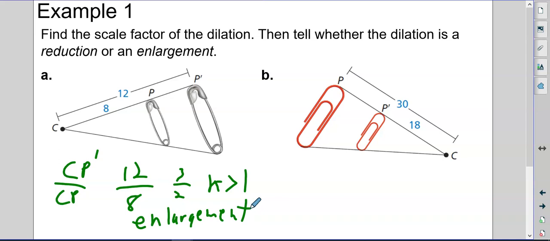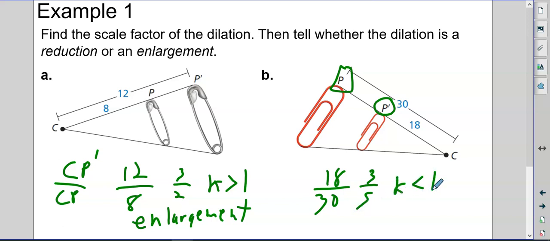Now in this case, notice where my P prime is. Remember, we always put CP prime on top. So this is 18 over 30. My original one is right here. My new one, as you can tell by the picture, is getting smaller. That makes sense, but let's do the math. These are both multiples of 6, so that's 3 over 5. K this time is less than 1, so this is a reduction.